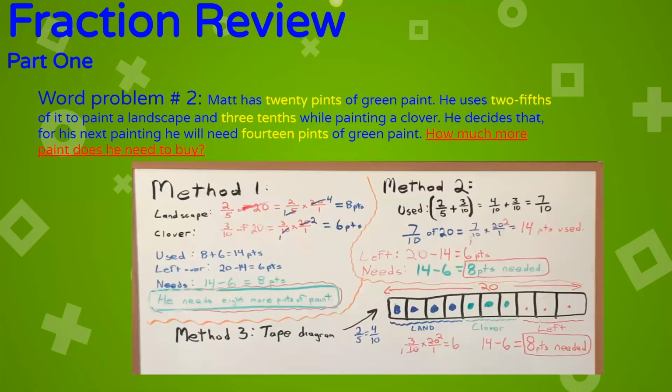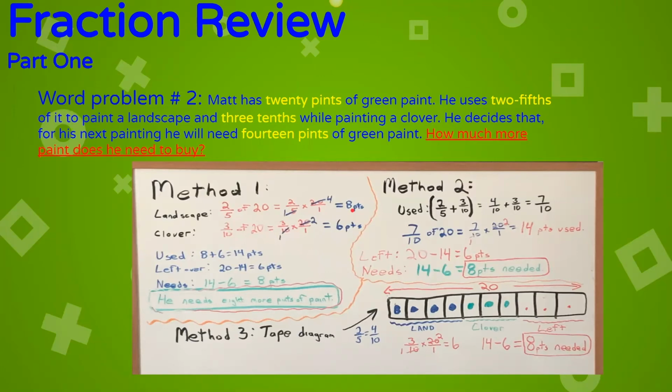So again, we know he used 2/5 of 20 pints for the landscape, and he used 3/10 of 20 pints for the clover. So first, let's say 2/5 of 20. We simplify. Again, 5 goes into 20 4 times. So now we've simplified. 2 multiplied by 4 is going to be 8. 1 multiplied by 1 is 1. So we know he used 8 pints to paint the landscape, right?